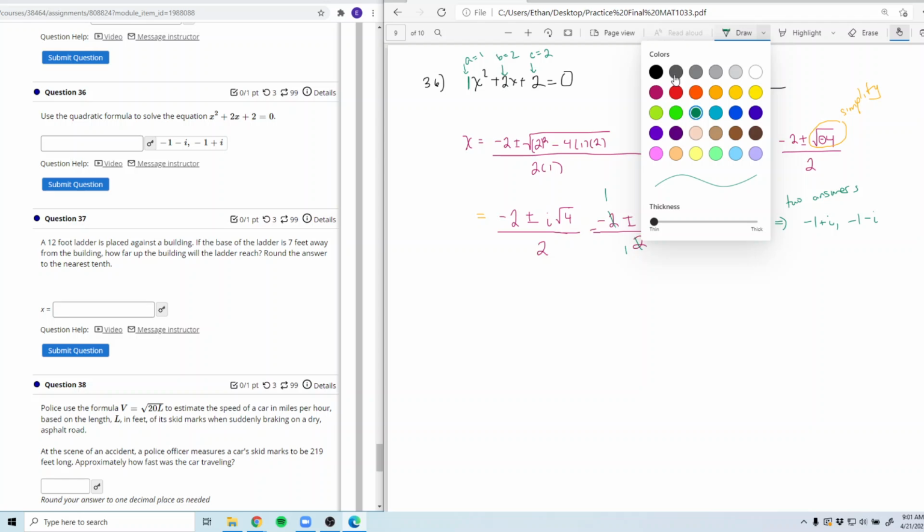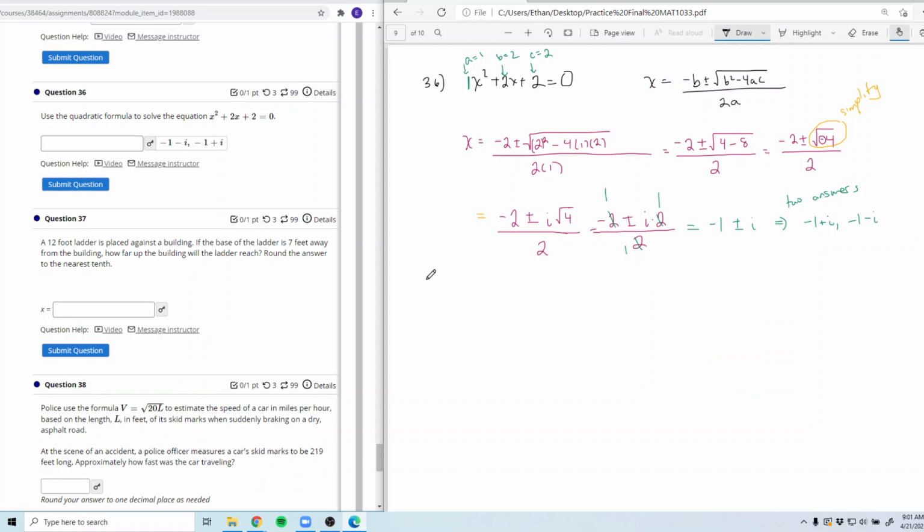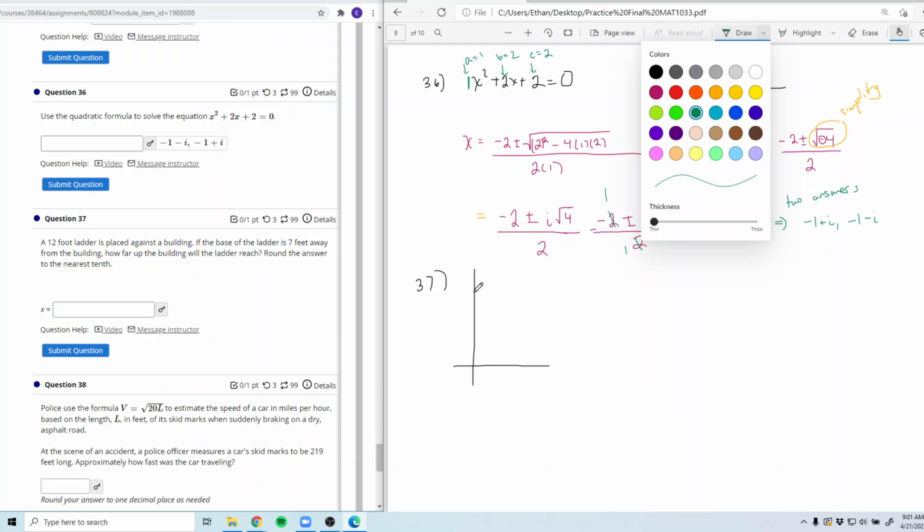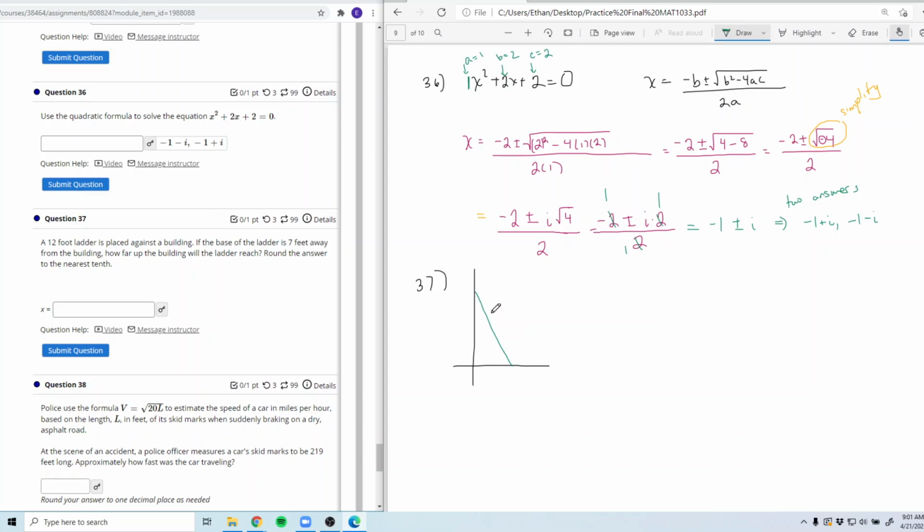All right, 37. We have a 12-foot ladder placed against a building. But for this kind of problem, it's very visual, so I'm going to draw it. We have our ladder, which is 12 feet long. We're on a building. And presumably it's placed on the ground.